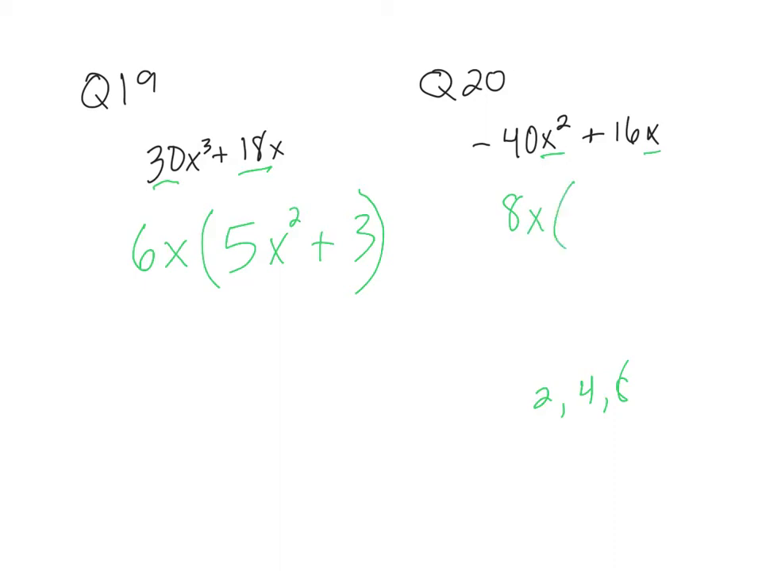8 times what is negative 40? That would be negative 5. And I would have an x left over there. 8 times what is 16 is 2, and we pulled out its only x. So my answer would be 8x times the quantity negative 5x plus 2.